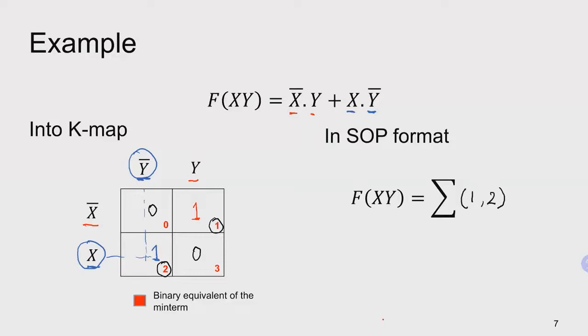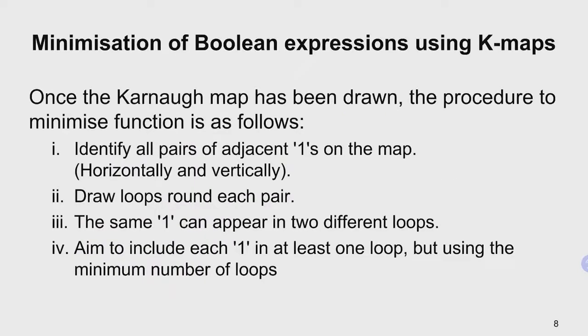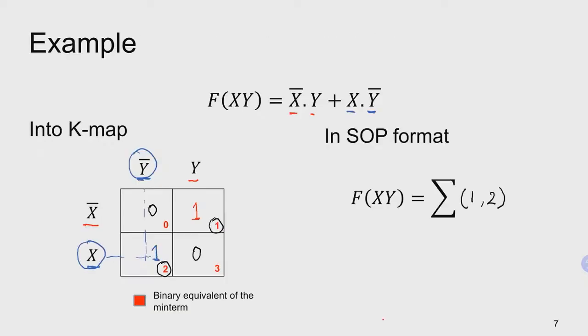Okay, so that is how you can put Boolean expressions into a K-map, and then how you can write it down in terms of the sum of products format. So this is the first step. You have to be able to convert or translate from the expressions into a K-map. So you have to have all the minterms in order to translate into the K-map.